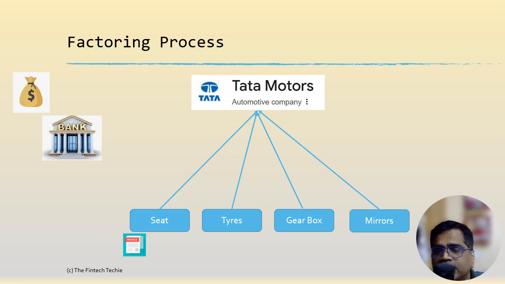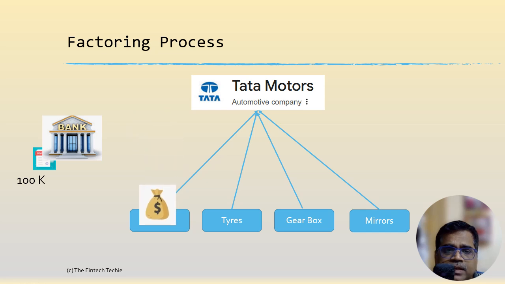Now, we need a bank or a financial institution in the picture because they are going to help fund this transaction. So what the seat manufacturer will do is send this invoice to the bank. The bank will check the invoice, validate it with Tata Motors, check the genuineness of it, and then if satisfied, the bank will say, okay, here's your money, but I'll give you 90K. The 10K is the bank's processing charge and interest for this transaction because it's taking a credit risk. And of course, there's a lot of infrastructure the bank is using to facilitate this deal. So 10K is the income for the bank for this transaction.